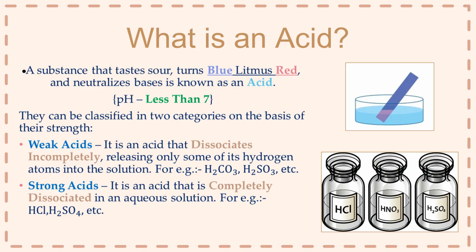What is an acid? Acids are substances that taste sour, turn blue litmus paper red, and neutralize bases. They have a pH level of less than 7 and are classified as either weak or strong based on how completely they dissociate in an aqueous solution.